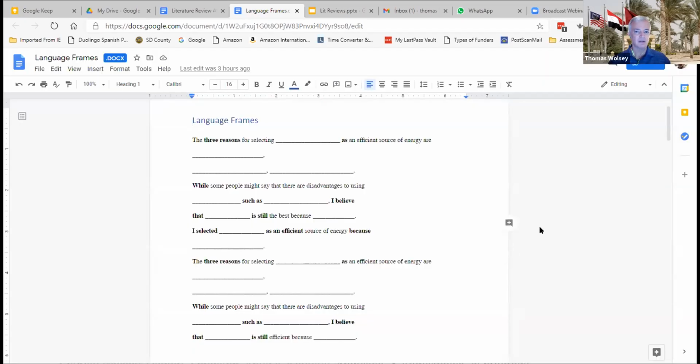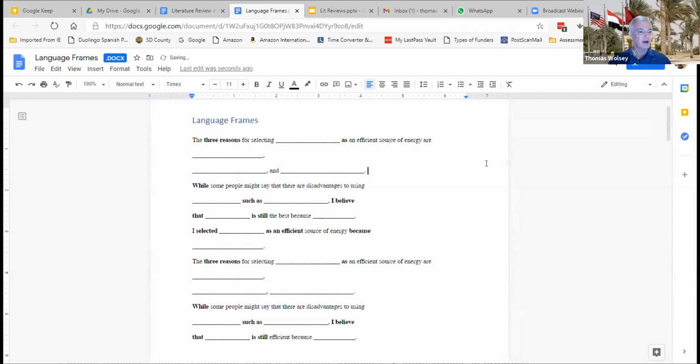Okay, so a language frame is just bits and pieces of sentences that we use, but they're very commonly used in certain types of situations. And in this case, we're talking about argumentation. So take a look at the first one. The 3 reasons for selecting blank as an efficient source of energy are blank, blank, and blank. That's a language frame.